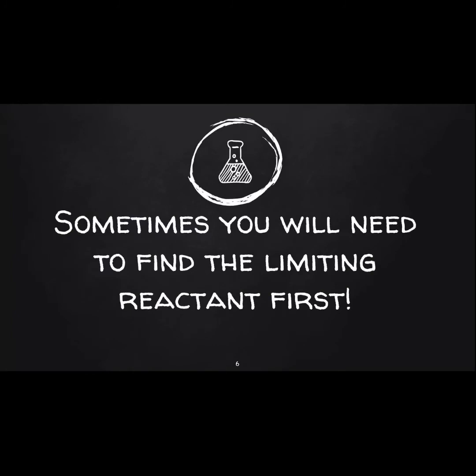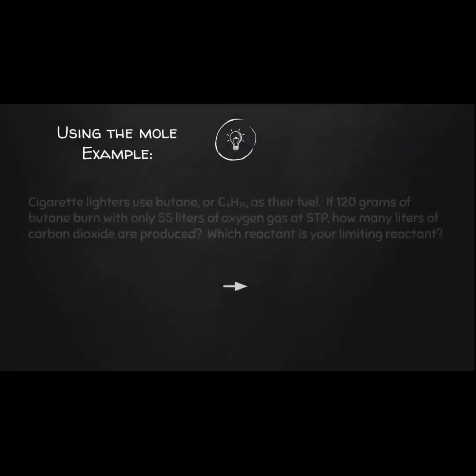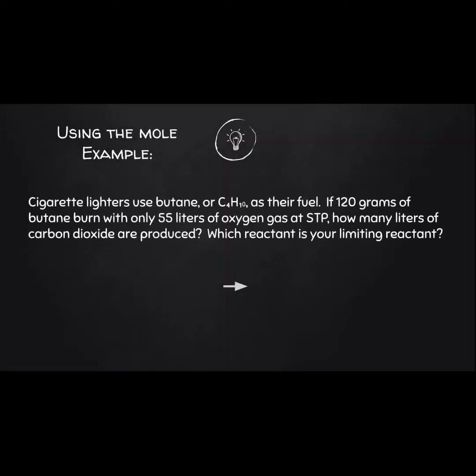Sometimes you're going to have to find the limiting reactant first, so that gives me one extra step that I need to do. Here's my example. Cigarette lighters use butane, C4H10, as their fuel. If 120 grams of butane burn with only 55 liters of O2 at STP, standard temperature and pressure, how many liters of CO2 are produced? Which reactant is your limiting reactant? The limiting reactant is just the one that runs out first. So when I try to solve for it, it's going to be my smaller number.